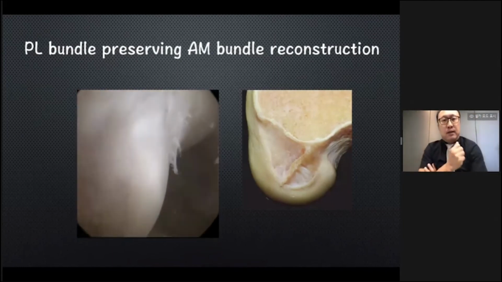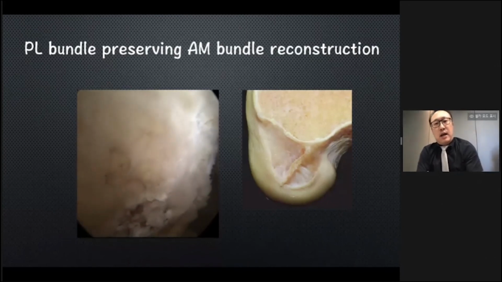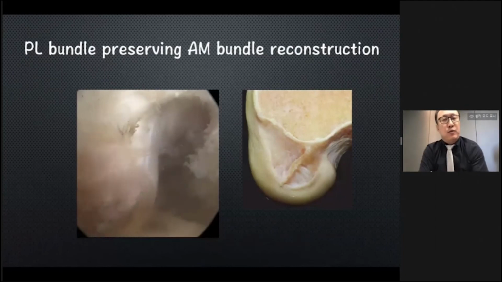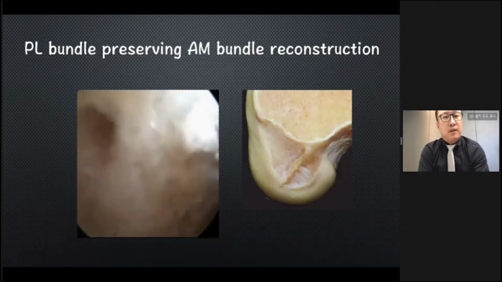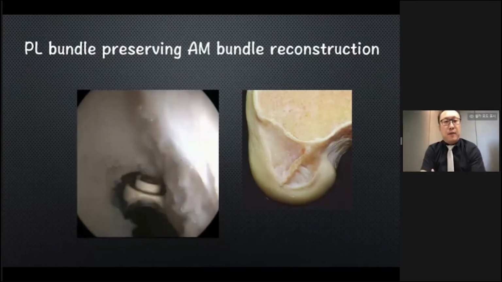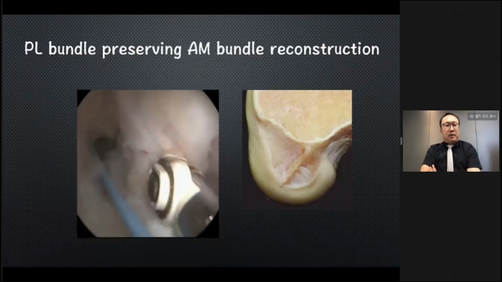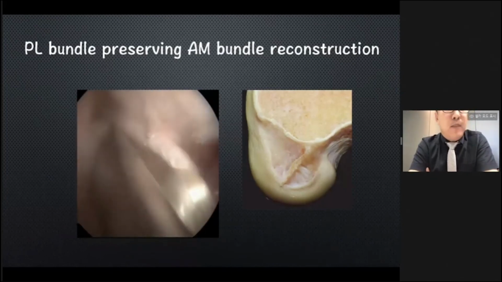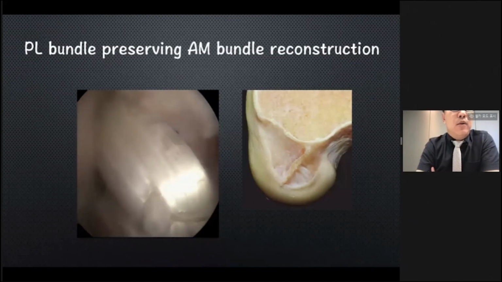So sometimes in the remnant preserving cases, I usually check again my entry point before I reem the tunnel, because I want to preserve as much remnant as possible. So before I ream, I want to check again if my point is correct or not. So in this case, we preserve the PL bundle as much as possible and just perform the AM bundle reconstruction.